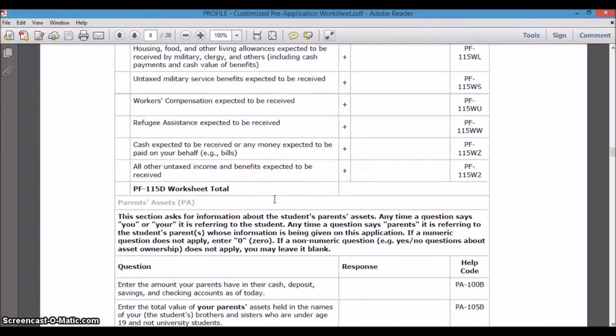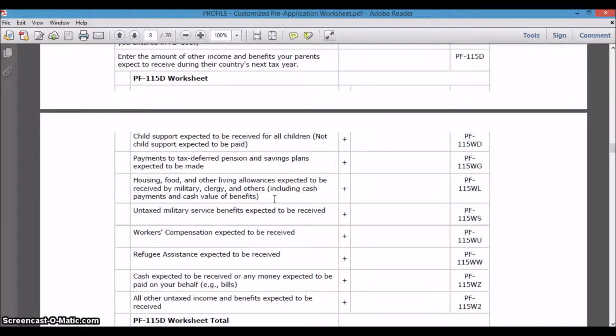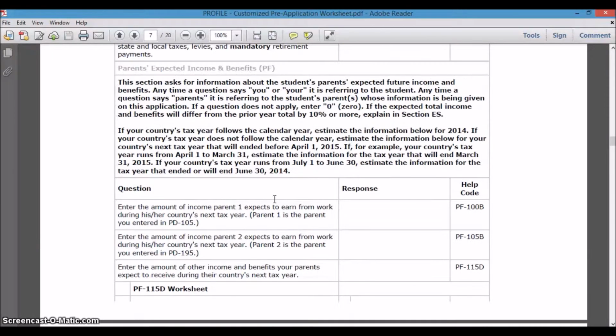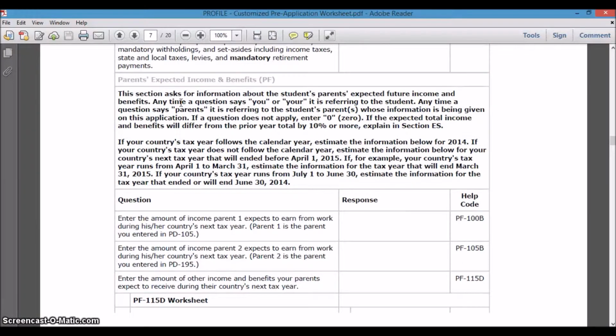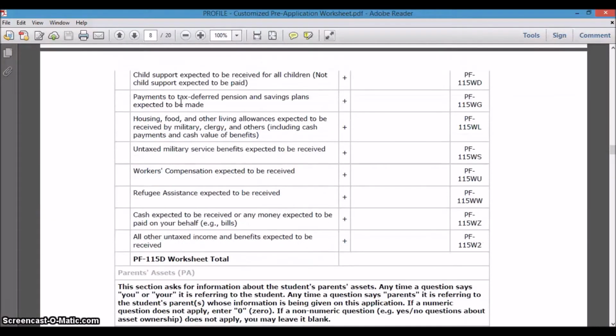The section after this is the parents' expected income and benefits, and this one is going to be the expected income for next year. So again, those three sections: the current income and benefits is the first section you'd have to fill out, the second section is last year's income and benefits, and the third section is next year's. These answers might be very similar to each other, or if your parents change jobs halfway through, then they might be different. So make sure you keep communicating with your parents.